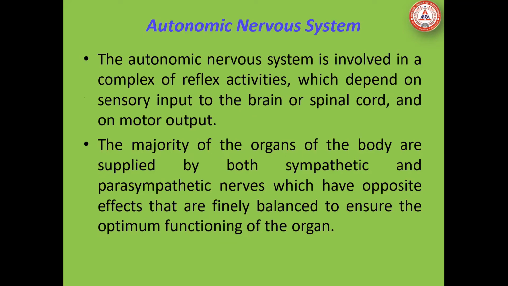Whereas now if we talk about the autonomic nervous system, it is involved in complex reflex activity, which depends on sensory input to the brain or spinal cord and on motor output. The majority of the organs of the body are supplied by sympathetic and parasympathetic nerves, which are the two parts of the autonomic nervous system, which always have opposite effects on each other and finally balance the body or organ functions.